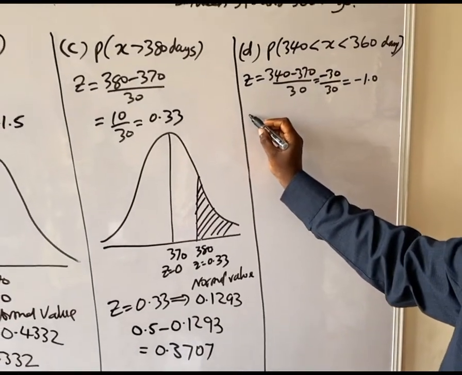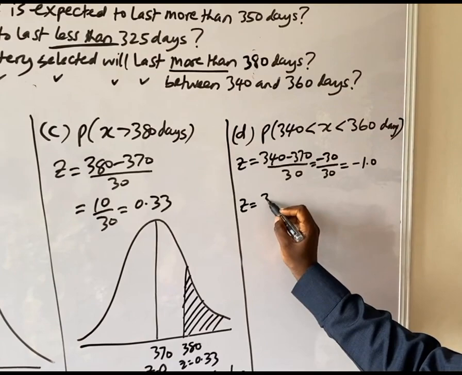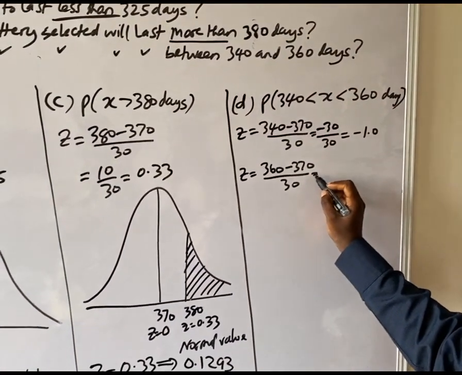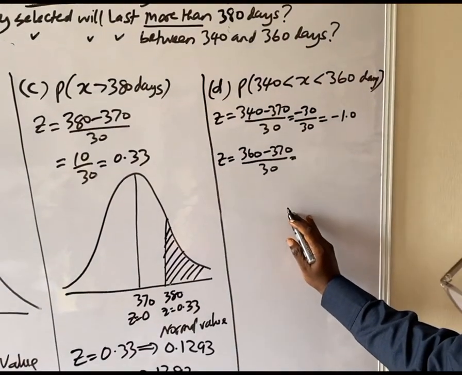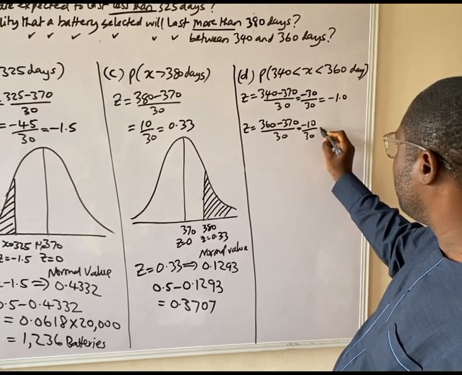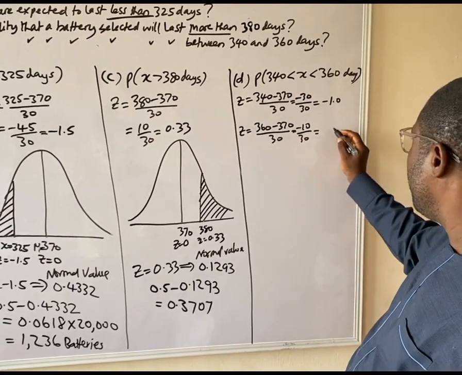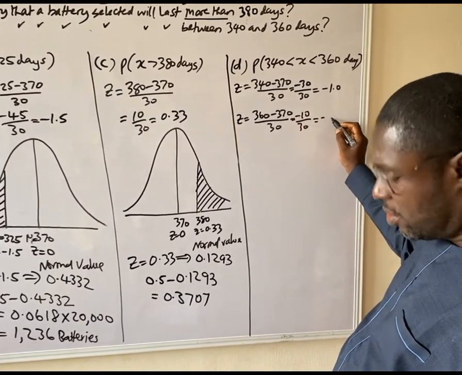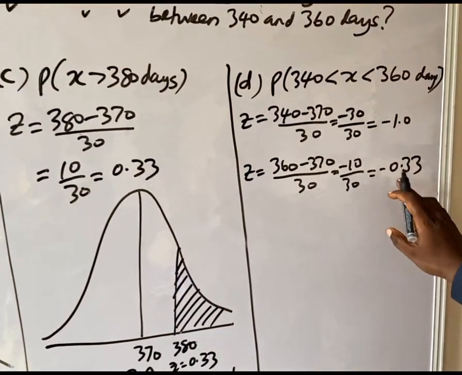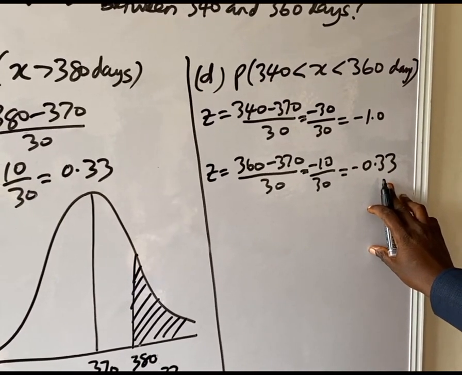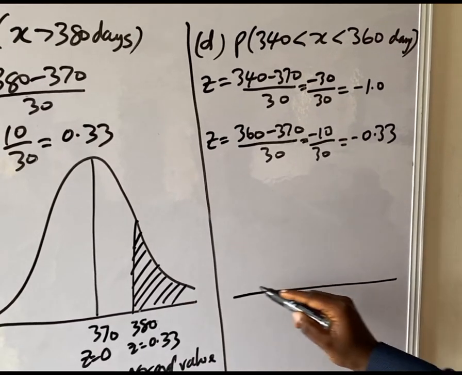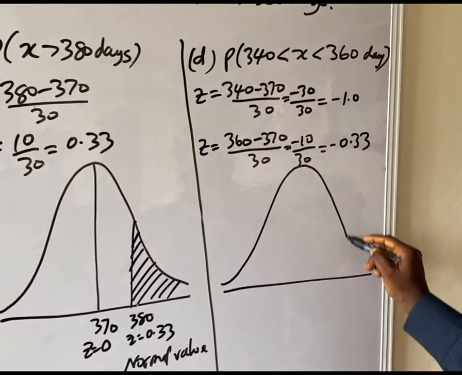The second one is 360 minus 370 divided by 30. What would that give us? That will give us minus 10 divided by 30, which will be minus 0.33. Now, we will draw our normal curve as the next thing we do to know what we're looking for.